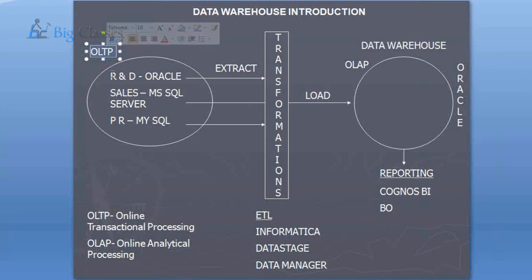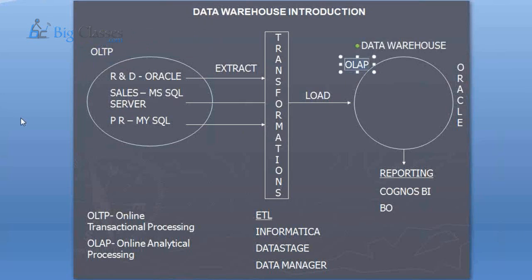The name itself says transactional processing. Each and every transaction will be recorded in this OLTP. Take an example, a bank. If you go to the bank, if you deposit something, if you withdraw something, if you do ATM transactions, POS transactions, online transactions, whatever it may be, everything will be recorded in the OLTP transactional processing system.